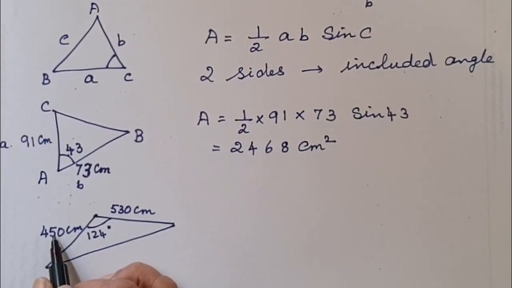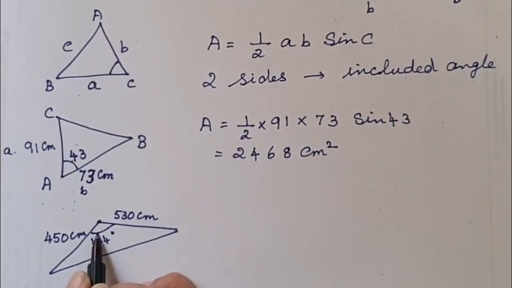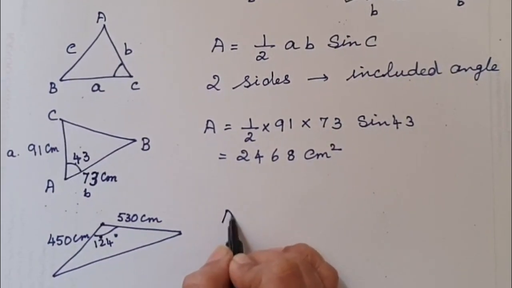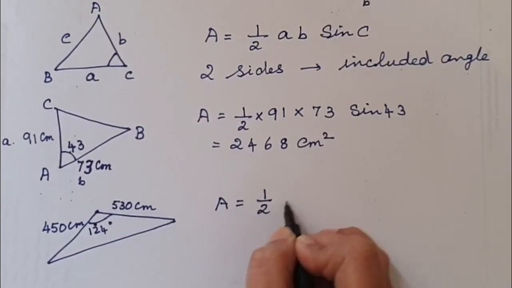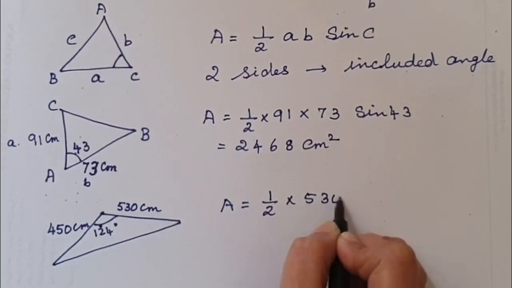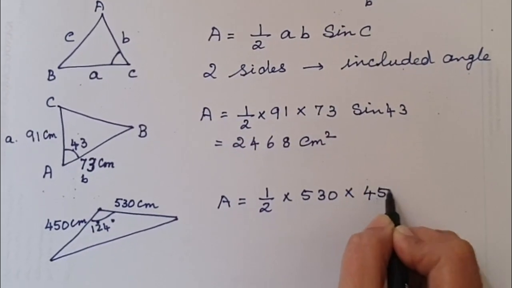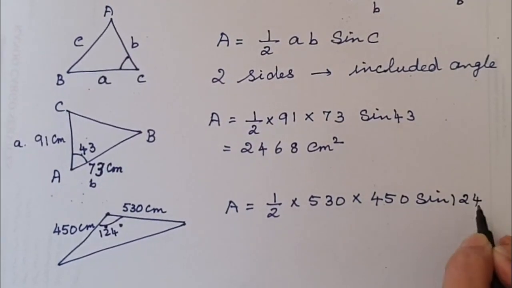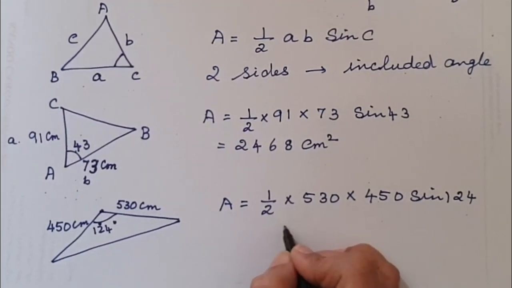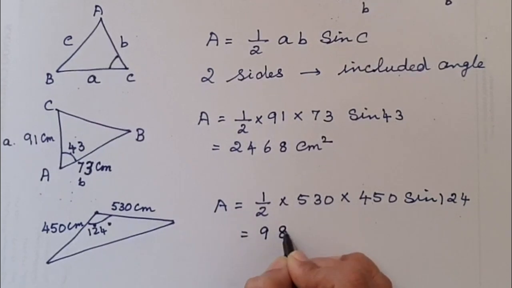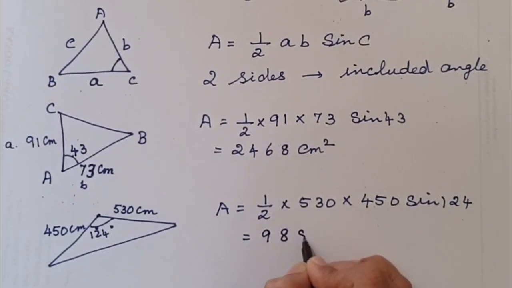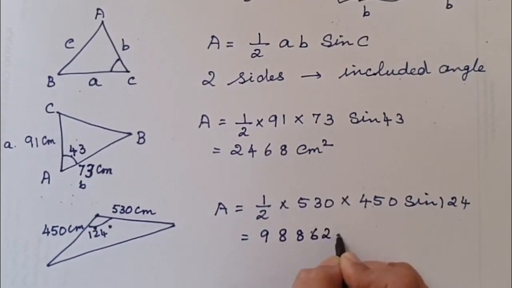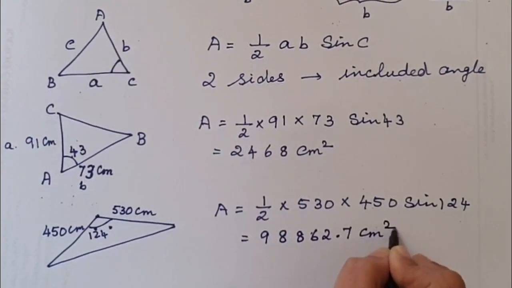Now in the same way here too, two sides and the included angle are given. So we can find the area equal to half times 530 multiplied by 450 into sine 124, and this gives us 98,862.7 centimeter squared.